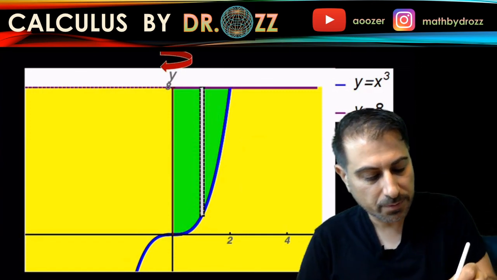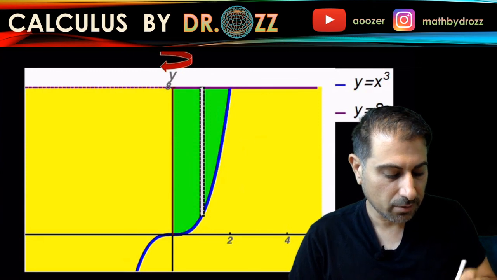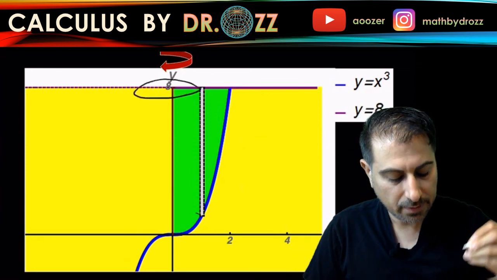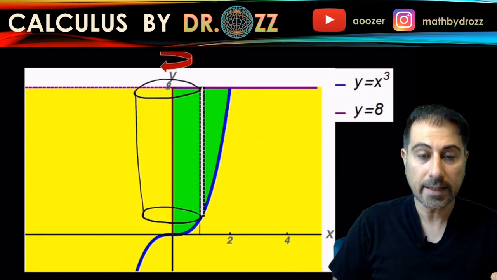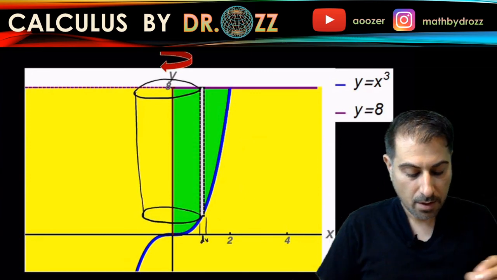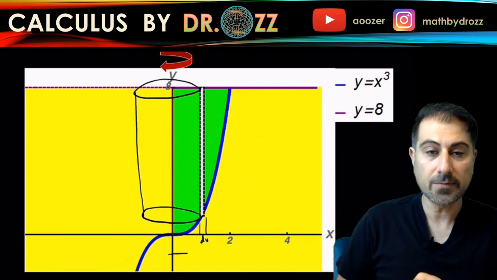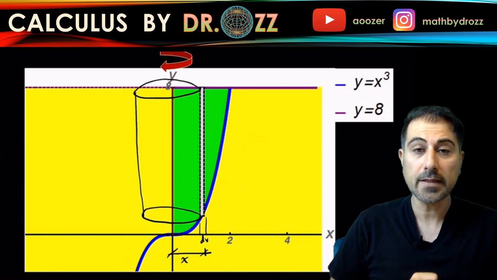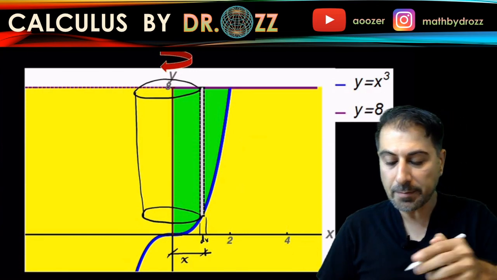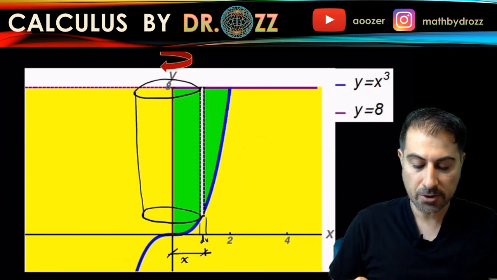So this is my representative slice. I'm going to revolve it around, and I'm going to get a shell with, let's say, thickness dx. The slice is only x units far from the axis of revolution. Let's just remember the formula for the volume of the shell method.